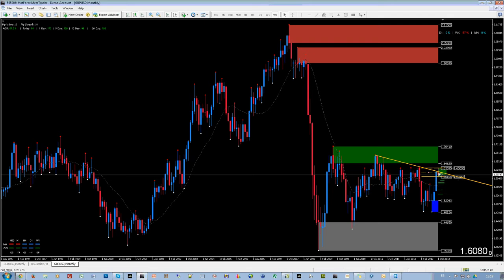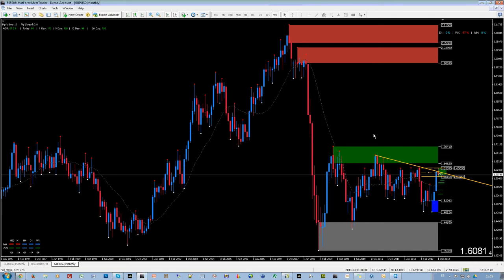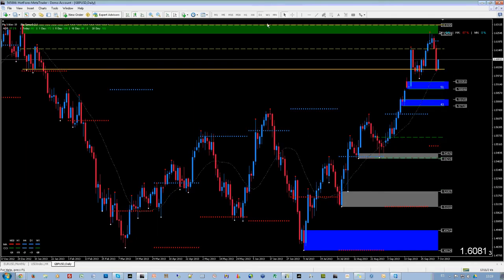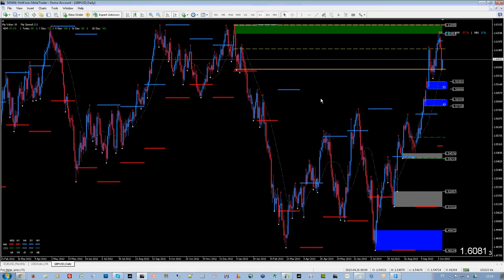So if we are on a monthly supply area which made a lower low, first retest, fresh level, can we sell on daily supply areas, fresh and original? Yes, and I missed this trade.